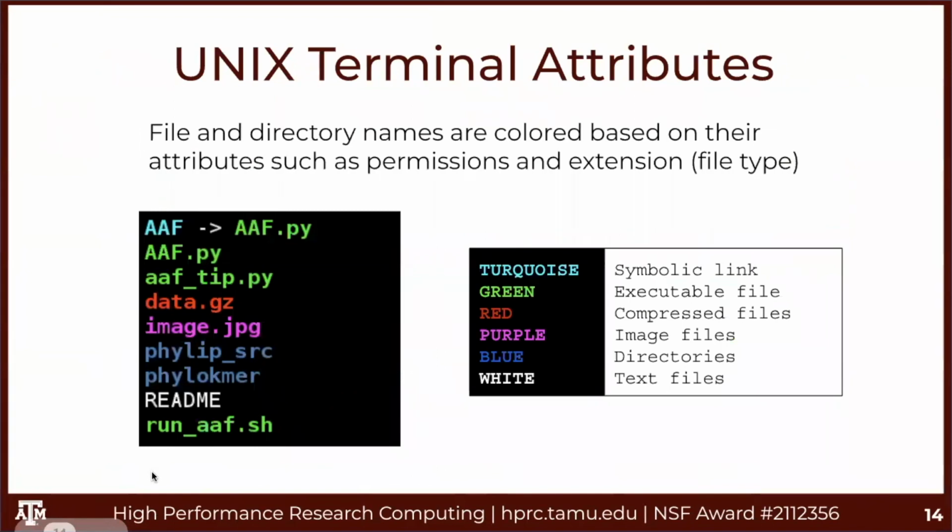Okay, moving on. The files and the directories in Linux have permissions, and they also have certain colors associated with them, which represent certain attributes about the file. If you see a file with a turquoise color, a teal color, that represents a symbolic link.